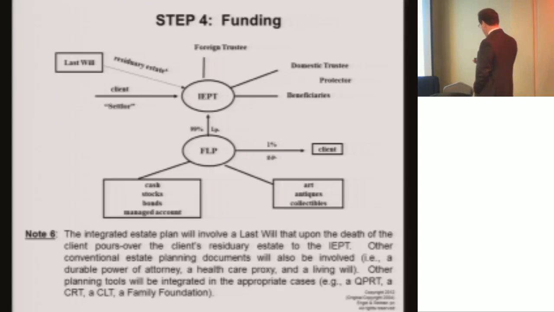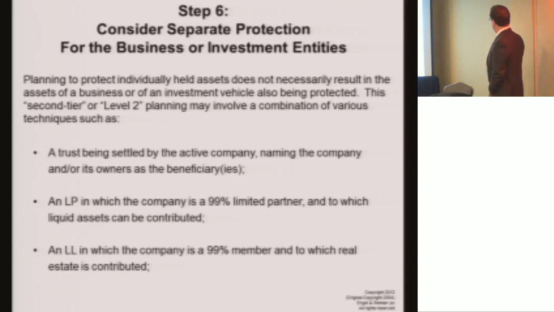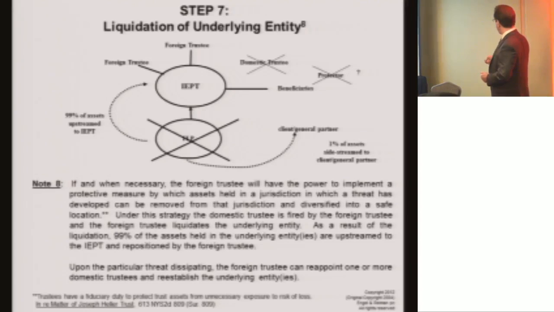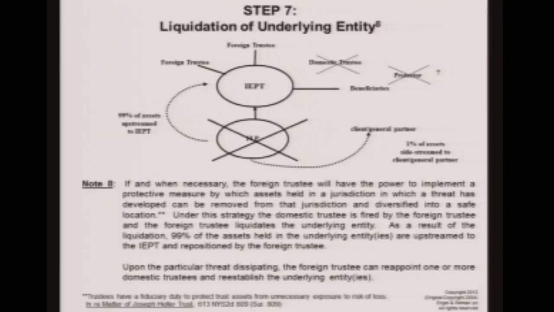And here's why. Well, let's set the stage for this unhappy result. One of the remedies, if there's a threat one day, is to force the battle over trust assets into the foreign court. So if funds are held in that underlying limited partnership, as a protective measure, the foreign trustee can step in and fire the domestic trustee. The trust protector may or may not stay on, but the important point is the foreign trustee then can liquidate the partnership and 99% of the assets are upstream to the trust.